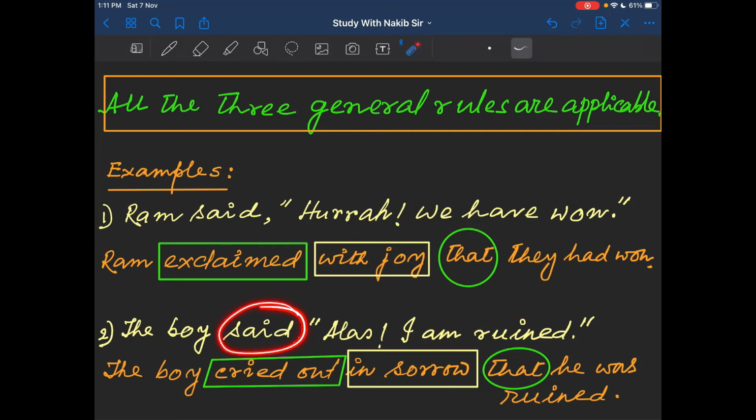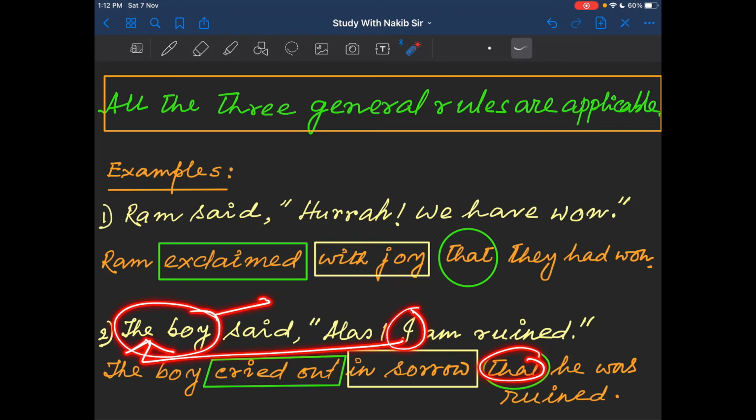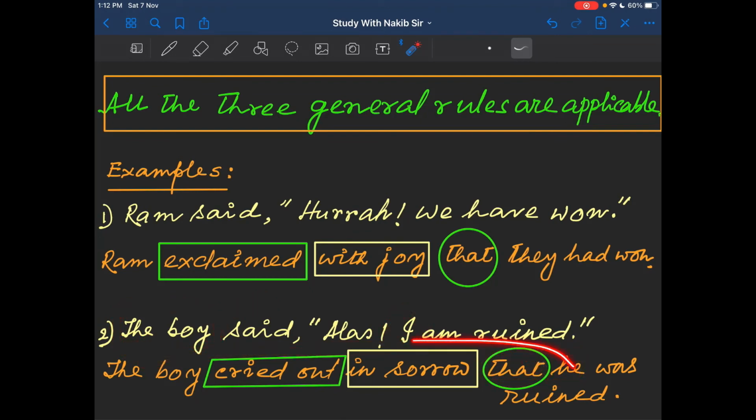So turn the reporting verb to cry out or exclaim, and with this use in sorrow. The boy cried out in sorrow, or the boy exclaimed in sorrow. That is the connective, and I will be changed according to the number and person of the subject of the reporting speech, that is third person singular number. So it will be changed to he, and I is changed to he.